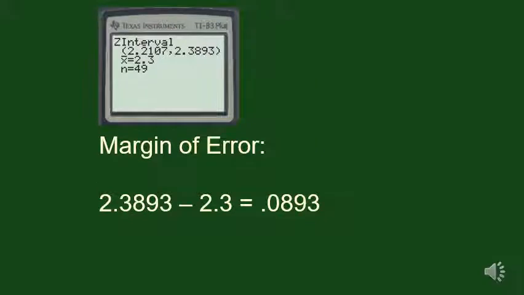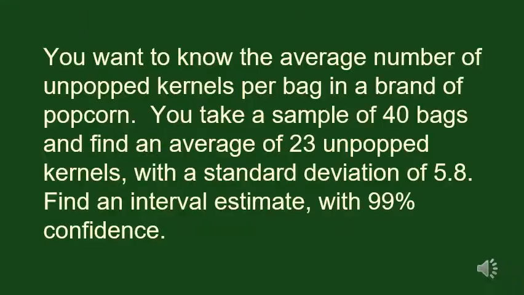This problem didn't ask for the margin of error, but sometimes it will. And again, I can find that by just taking the top number minus the mean, the point estimate in the middle there. You could also take the mean minus the low number and you'd get the same answer. Either way, it's going to be 0.0893. So now I'm going to give you guys a minute to enter some numbers in your calculator and see if you can come up with the answer.